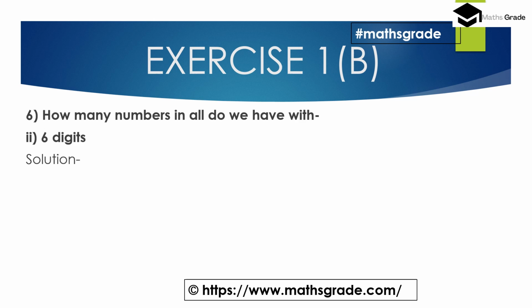Now the second bit. How many 6 digit numbers in all can we make? How many 6 digit numbers in all? The smallest 7 digit number is 10 lakhs, and the smallest 6 digit number is 1 lakh.